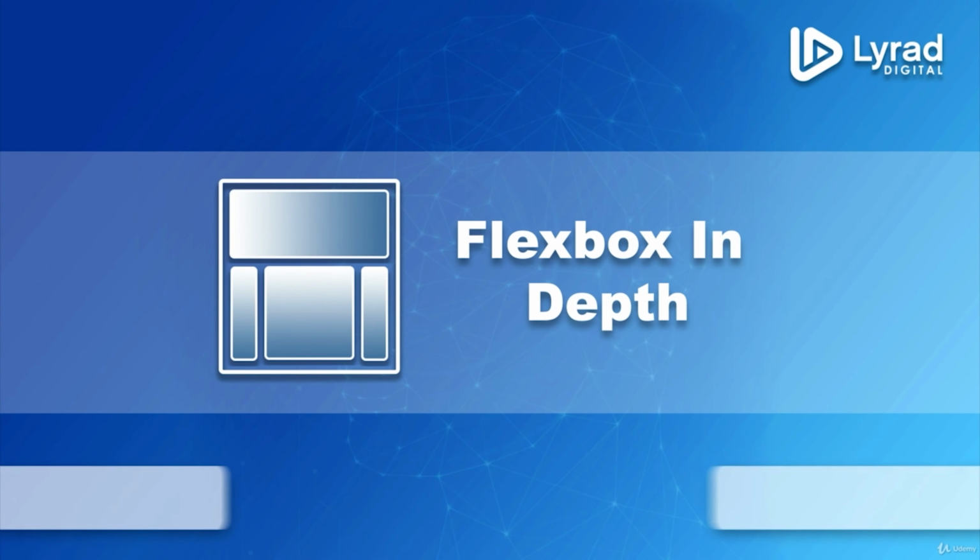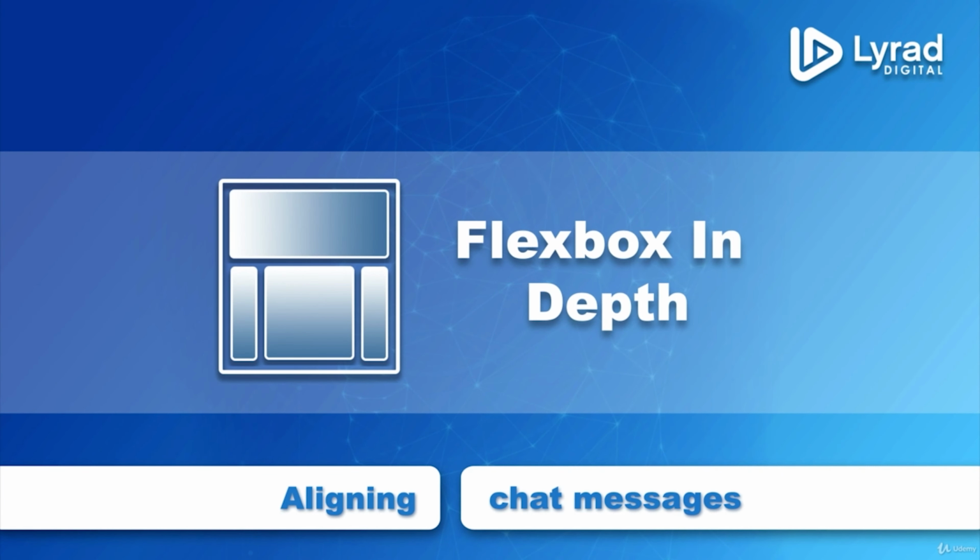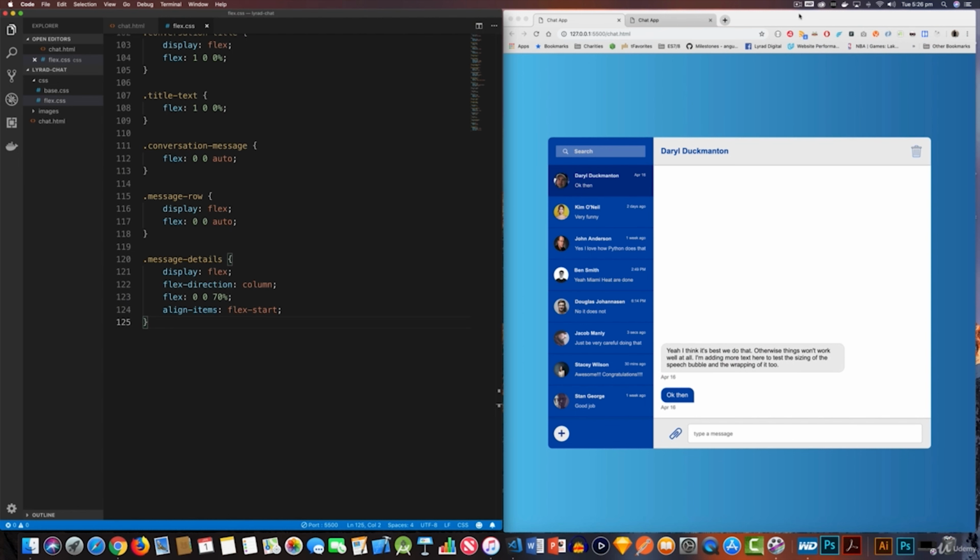Hello, everyone. In this video, we're going to be working on aligning chat messages. So let's get to it. Okay, so the objective of this video is pretty simple. It's to get this text from here, which is our comment speech, to the right-hand side.